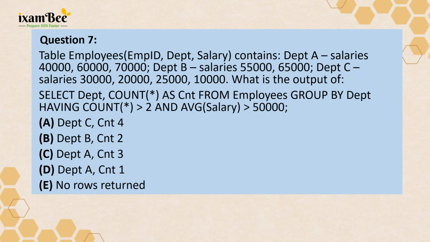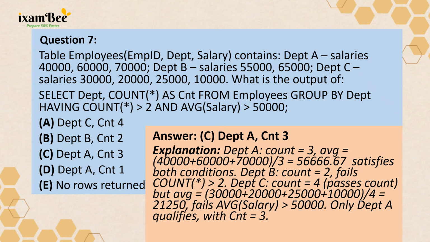Department C has a count of 4, which passes the count check, but its average salary is 30,000 plus 20,000 plus 25,000 plus 10,000 divided by 4, which is 21,250, well below 50,000. So it fails the average condition. Only Department A satisfies both conditions with a count of 3. Hence, for this question, the correct answer is option C, that is Department A and count 3.